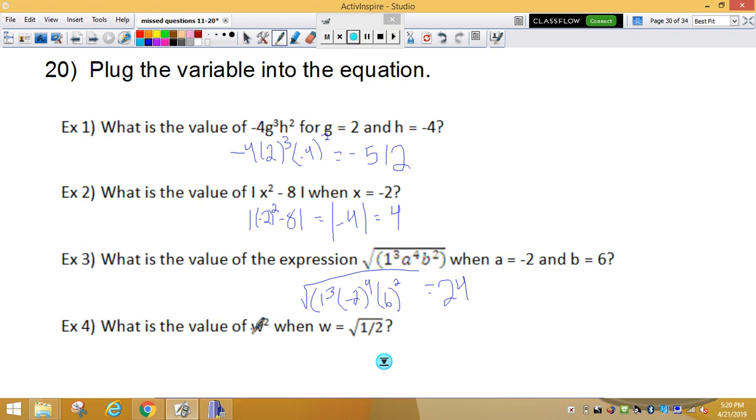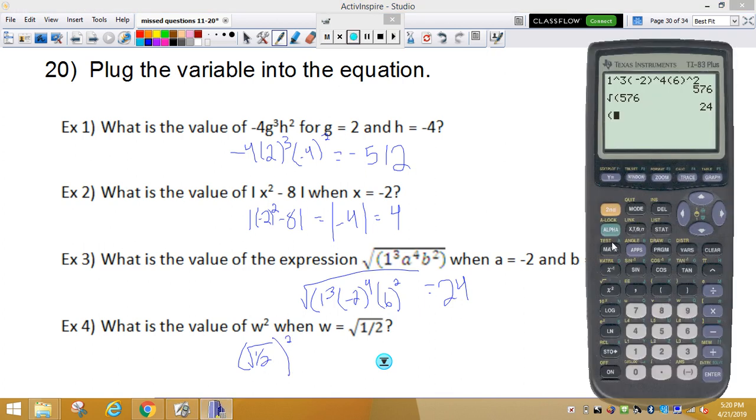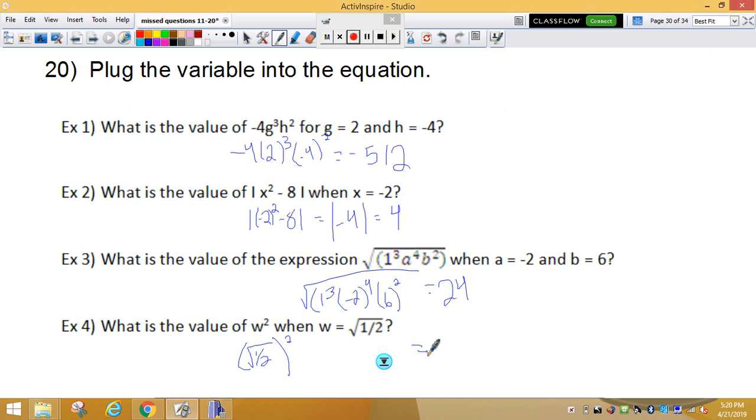One more to do. For w, I'm plugging in the square root of 1/2, and I want that squared. So let's type that in. In parentheses, have the square root of 1/2, and I want that raised to the second. And I get 0.5. I'm going to change it to a fraction. Math, enter, enter. So the square root of 1/2 squared is 1/2. And the reason why is that squared and square roots cancel each other out.